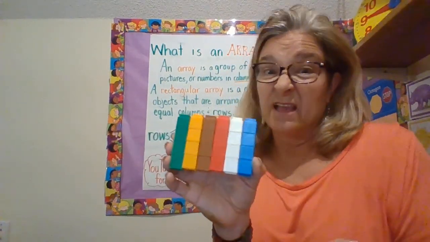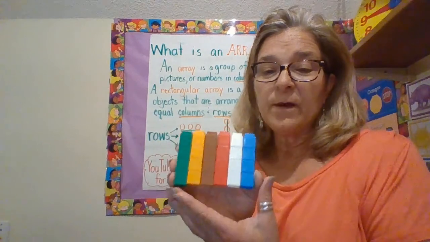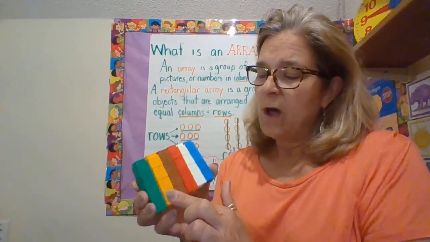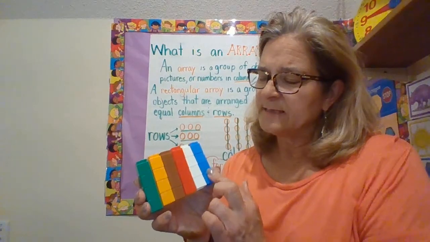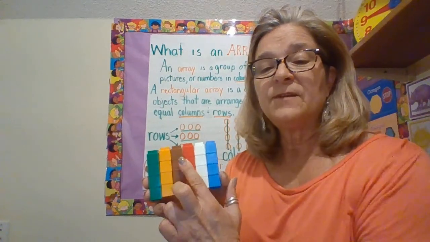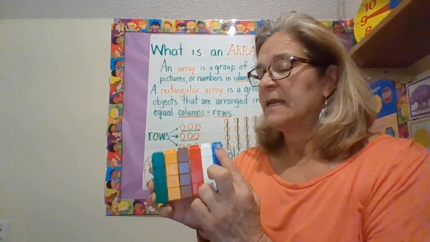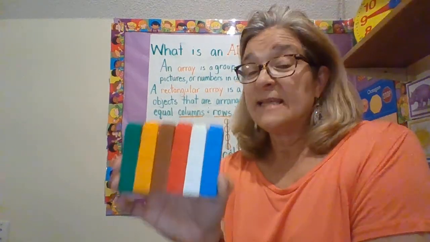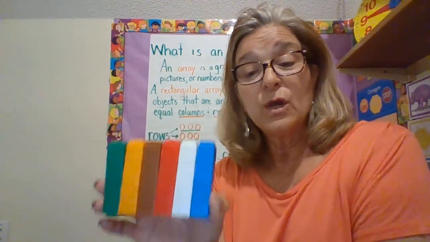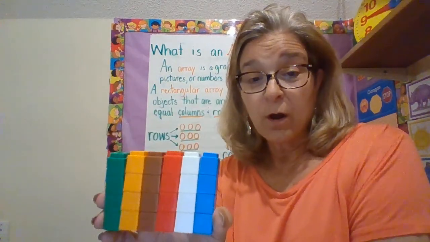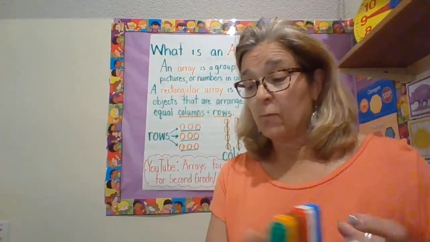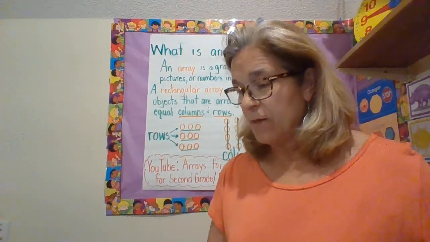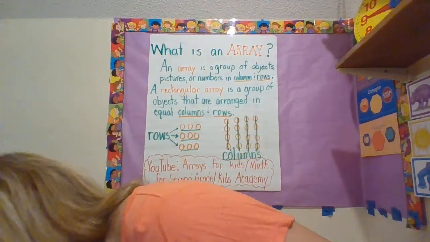So when we look at this, that's a lot of Unifix cubes, isn't it? But if we went to count it, we would say 1, 2, 3, 4, 5, 6, 7, 8, 9, 10, 11, 12, 13, 14, 15, 16, 17, 18, 19, 20, 21, 22, 23, 24. So if you have an array that has 6 columns and 4 rows, you have 24 Unifix cubes in that array.